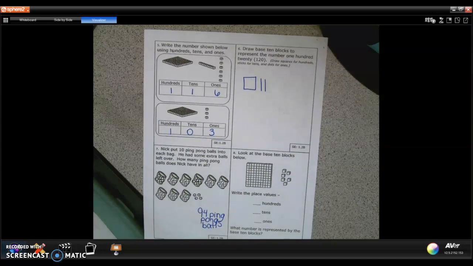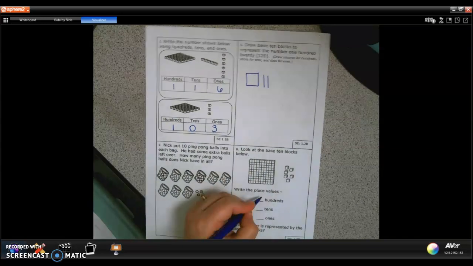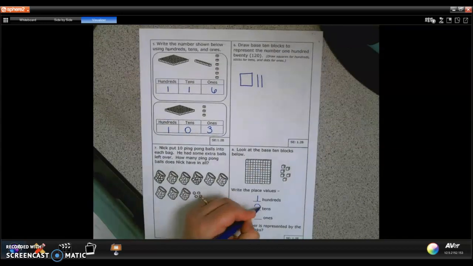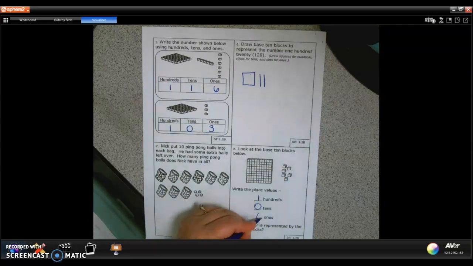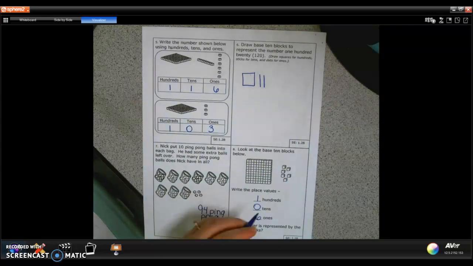Look at the base 10 blocks below. Write the place value. He has 100. He has 0 tens, and there is 6 leftover ones. What number is represented by the base 10 blocks? 106.